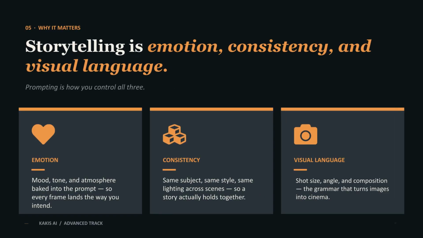Prompting matters because storytelling depends on emotion, consistency, and visual language. Emotion makes the audience care. Consistency keeps the character, style, and world coherent. Visual language uses camera, composition, and lighting to make the video feel cinematic. Without this, a story feels flat, confusing, and disconnected.